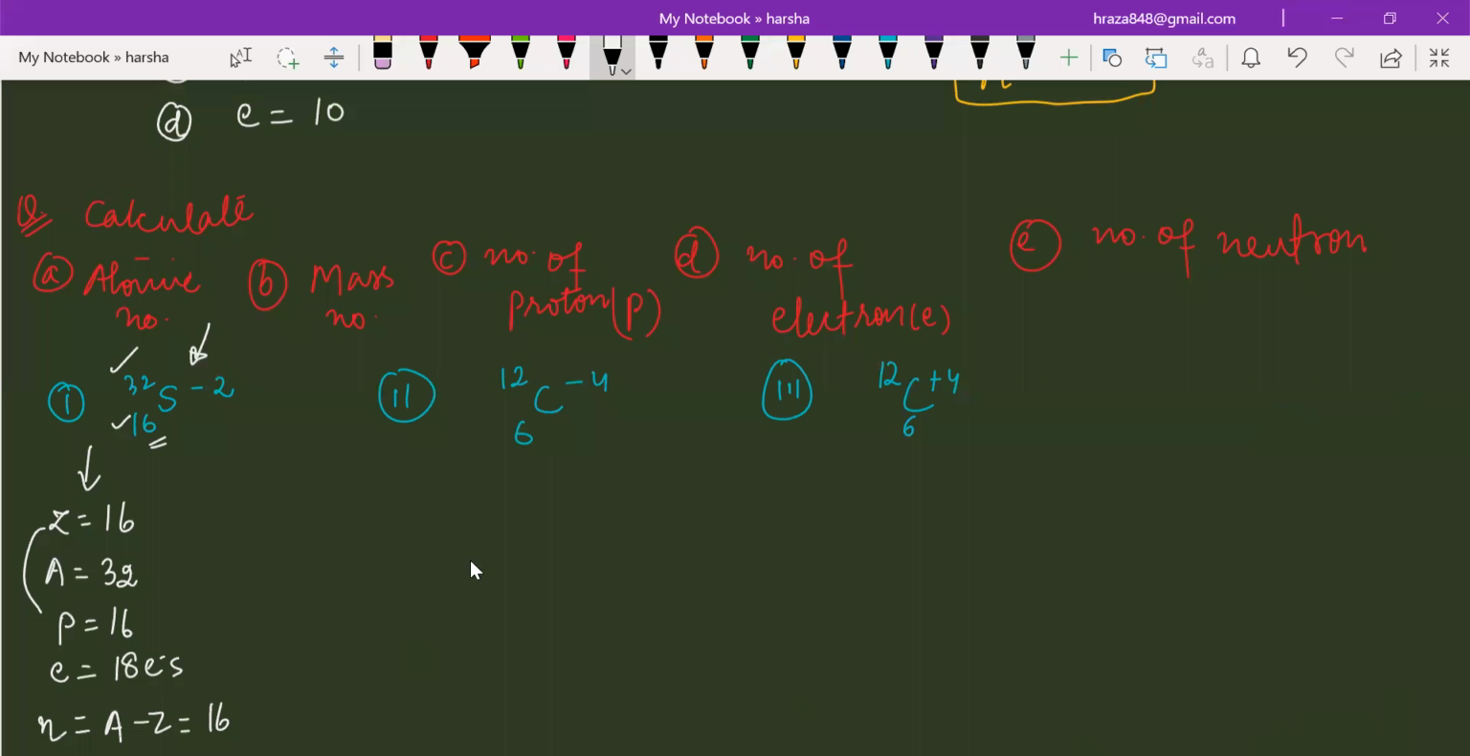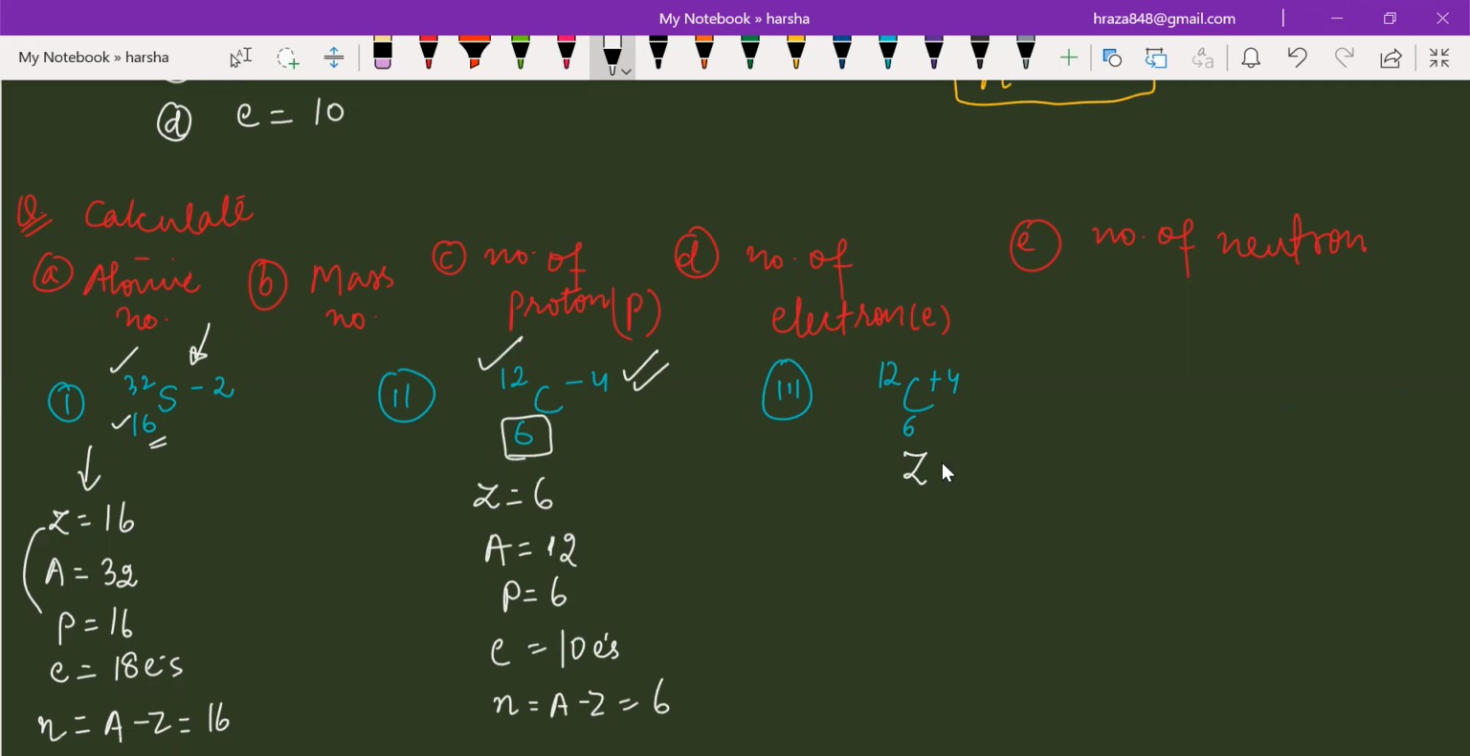Again, for the next one, Z will be 6, A will be 12. Number of proton is always equal to atomic number. Number of electron: initially it was 6, but here it is minus 4, that means it gained 4 electrons. So the electron will be 10. Number of neutron will be equal to A minus Z, that means 12 minus 6, that will be equal to 6.